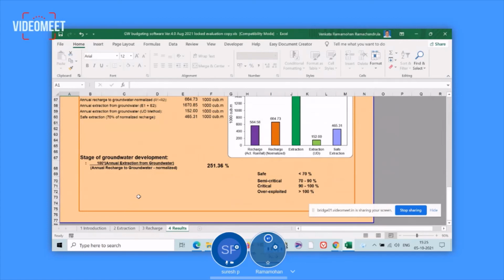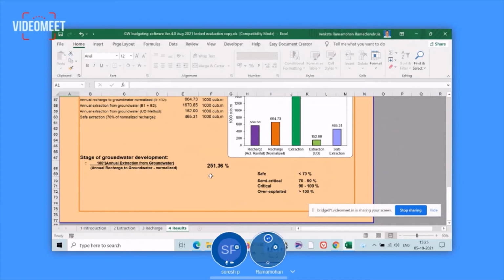is the ratio of the extraction to the recharge expressed as a percentage. So here it is 100 into annual extraction divided by annual recharge, because the norms prescribe that you have to take the normalized recharge only for these calculations. So here the normalized recharge is taken, and extraction is taken primarily from the cropping pattern method. Cropping pattern based irrigation extractions plus industrial and other extractions are added here, and so this is the ratio.